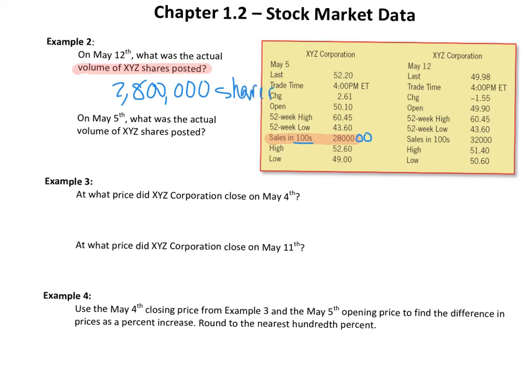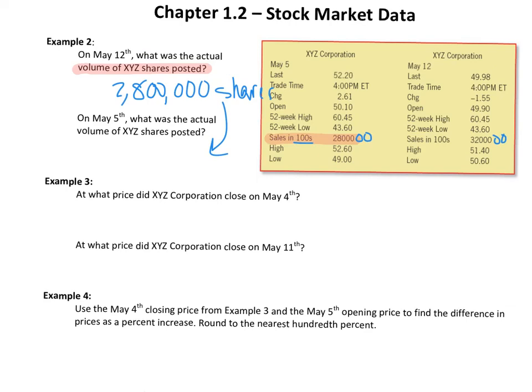And this actually should have gone here. They switched it up on me. So May 5th is actually 2.8 million. Over here, you would add 2 zeros, so that'd be 3.2 million for May 12th.